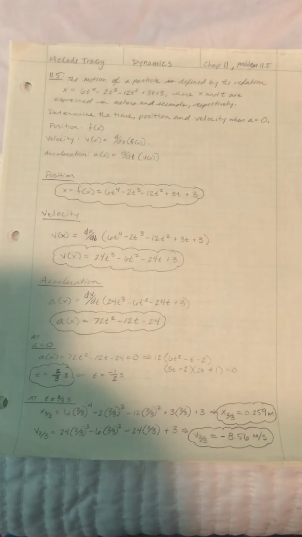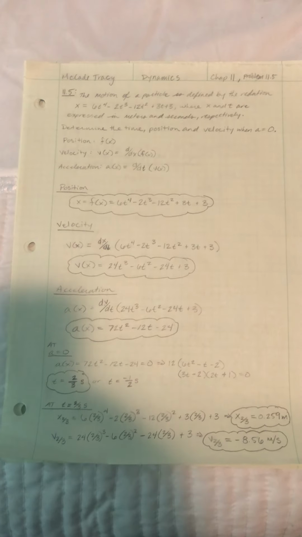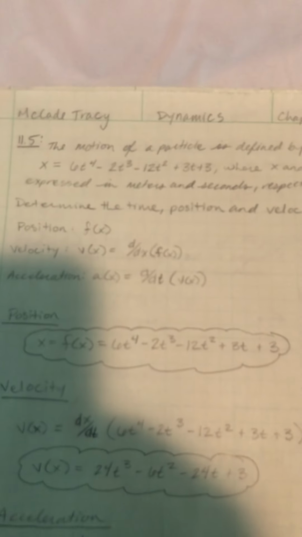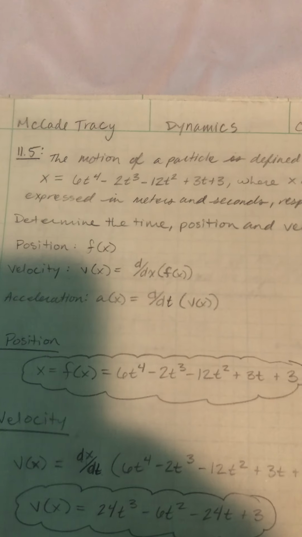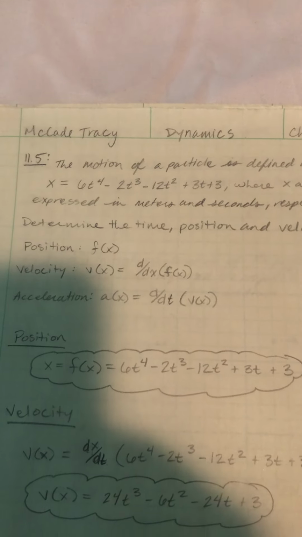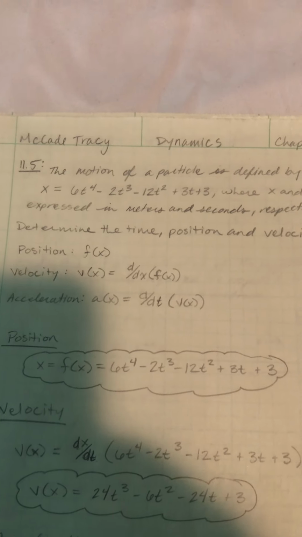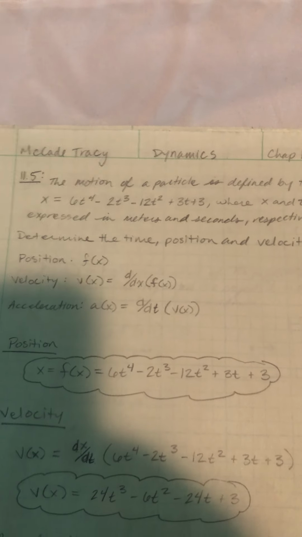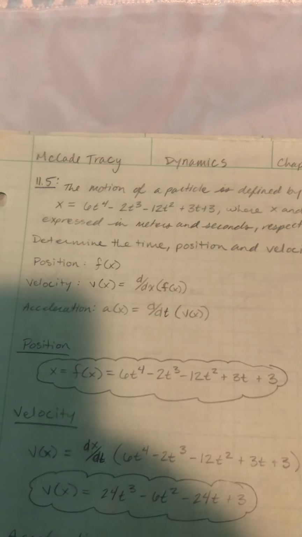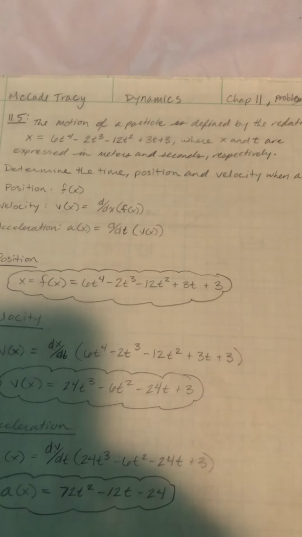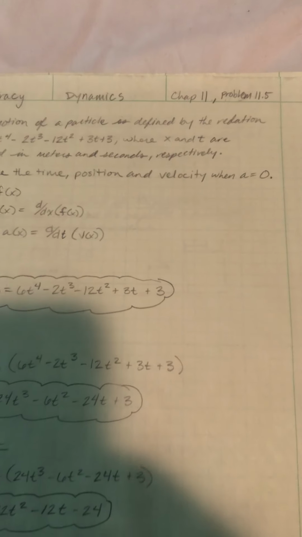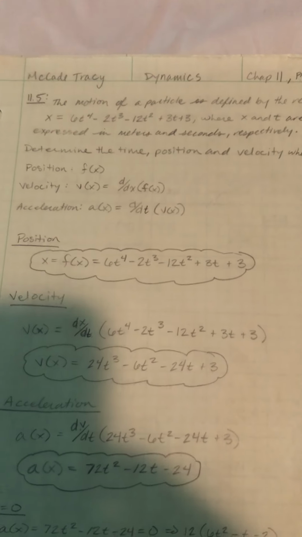Alright, so we've got particle kinematics for chapter 11. Here in this first problem, we are given the motion of a particle. We're given the position function of x equals 6t^4 minus 2t^3 minus 12t^2 plus 3t plus 3, and we are asked to determine the time, position, and velocity when acceleration is equal to 0.